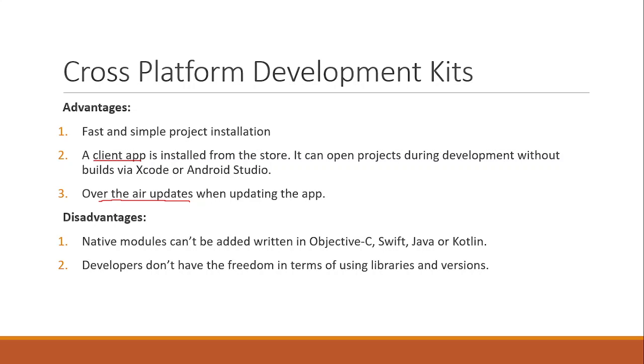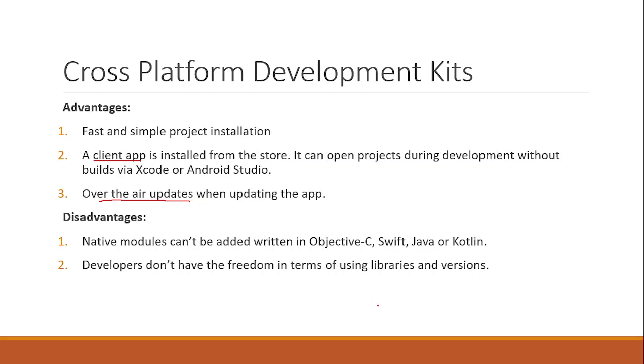Okay, so let's move on to the disadvantages. So number one is native modules can be added, written in Objective-C, Swift, Java, or Kotlin. So meaning, for native modules, if you have functionalities that require you to access a specific API that is not yet available in the current version of React Native, then you cannot do it, because Expo prevents you from updating or managing the native side of your application.